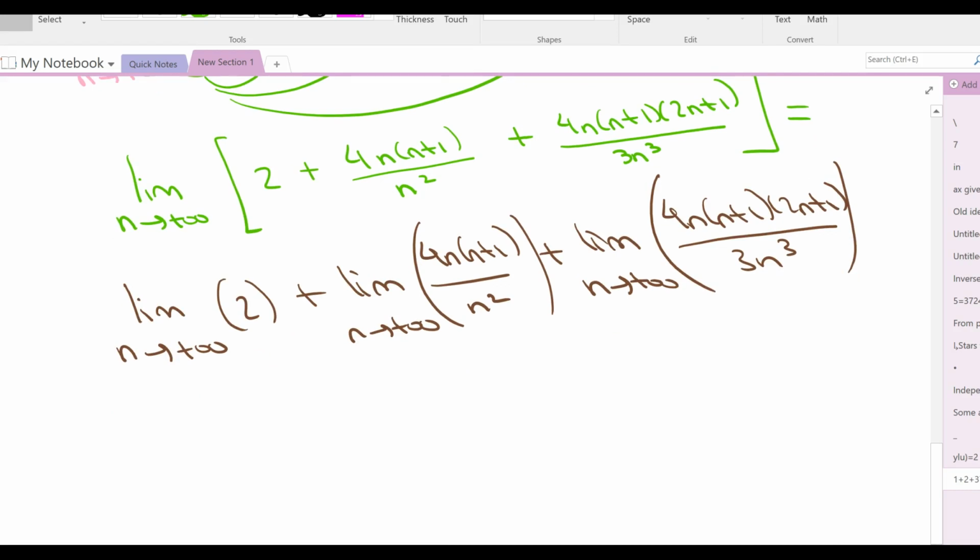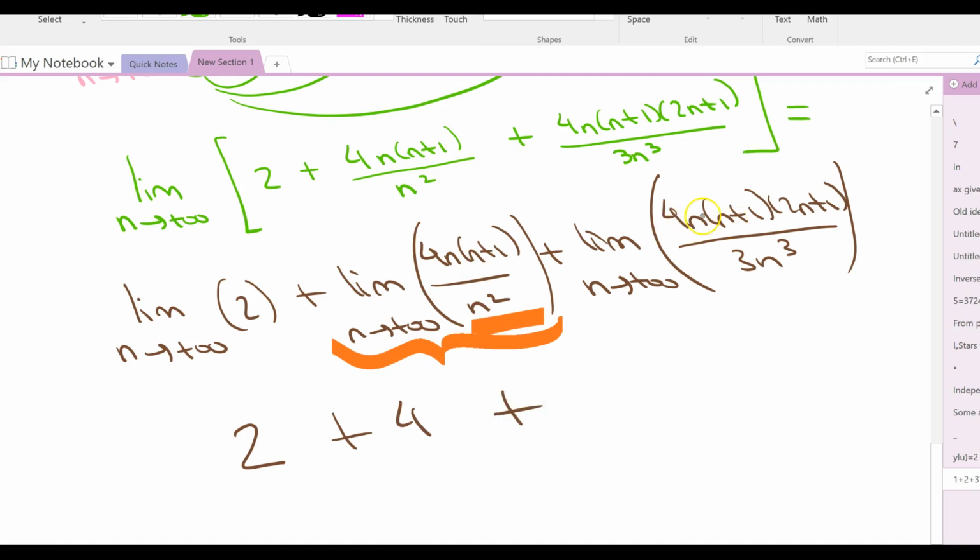All right, here we go. Limit as n approaches positive infinity of 2. This just equals 2 plus a limit to infinity right here, limit to infinity of a rational function. We look at dominant terms in the numerator and denominator. If they are the same, we take the lead coefficient. So it's going to be 4 over 1, or 4 plus.